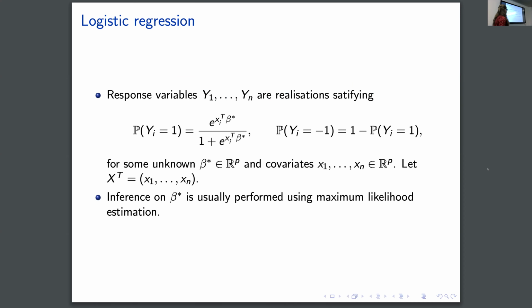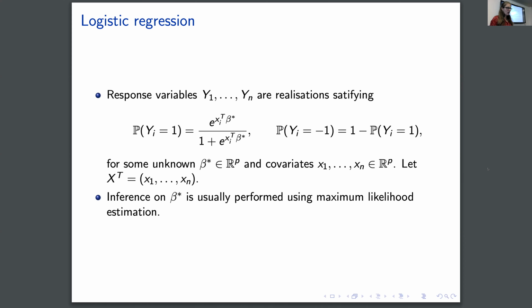So we're going to assume we've got a situation where we've got response variables, y1 through to yn, that are going to be realizations from a logistic regression model. So they take the value 1 with that probability, and they take the value -1 with 1 minus that probability. And we're going to assume this probability depends on some unknown parameter beta star within the p dimensions. And then we've got covariates x1 through to xn.